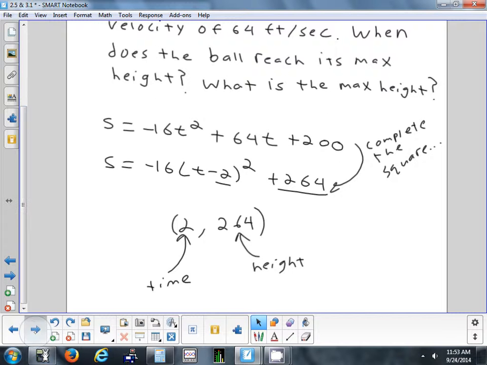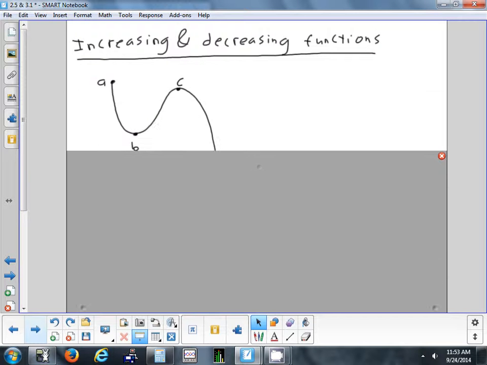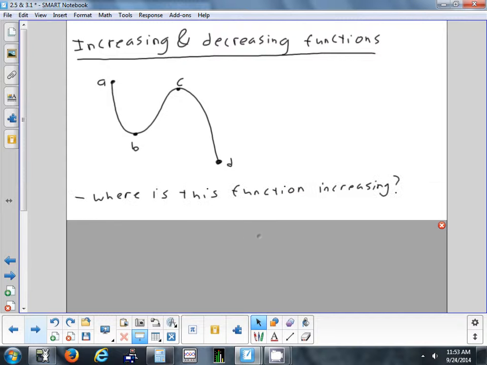All right, and last thing we're going to talk about is increasing and decreasing. Okay, it's pretty easy to figure out where a function is going up and where it's going down. Okay, so we'll look at an example and then we'll define it a little bit more formally. Okay, where is this function increasing? From what point to what point?